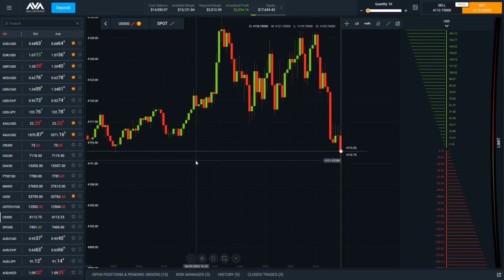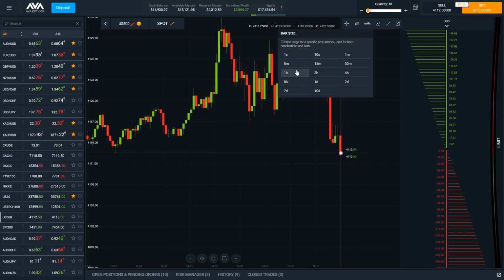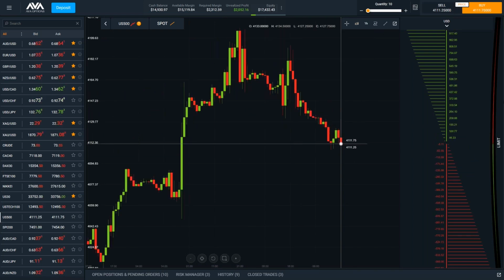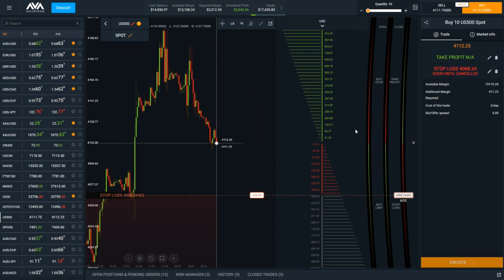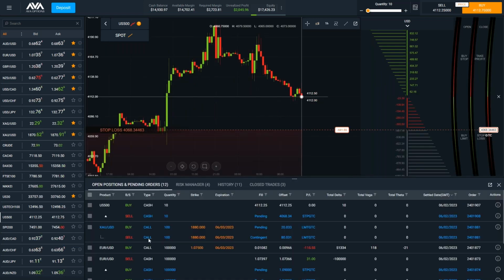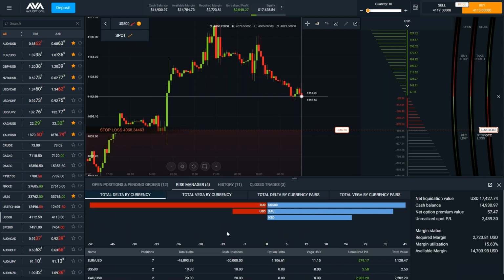Here's US 500. Let's look at an hourly chart. And let's say I want to buy it. This is just normal trading of spot. I'm going to buy it with a stop loss, execute. And now you'll see that's in our open positions, US 500 with a stop loss. And in my risk manager as well, you can see my exposure from the US 500. In the next webinar, I hope we'll be able to show you examples of options trading with the US 500.